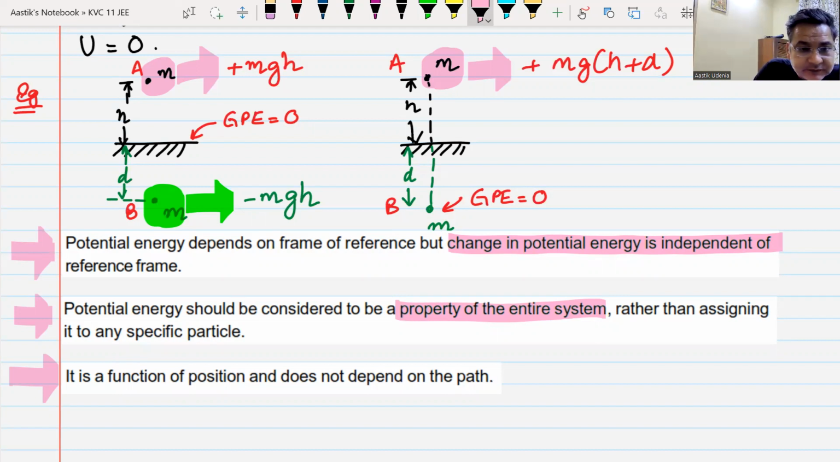Okay. So this is the gravitational potential energy, the concept of gravitational potential energy, when it is positive, when it is negative. We'll also try to see the concept of spring potential energy. But let us first do some important things. Have you noted this down? Everyone has noted this down? Okay.